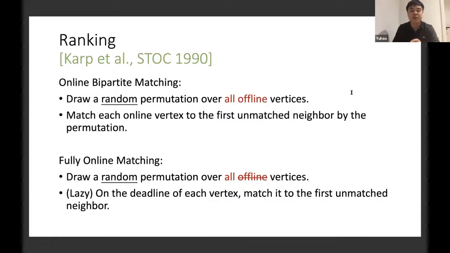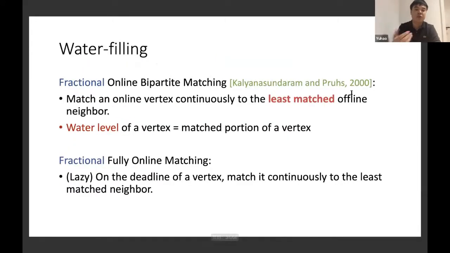What is the ranking algorithm in fully online matching? We draw a random rank from 0 to 1 for all vertices at their arriving time, and we make matching decisions lazily. That means we wait until some vertex reaches its deadline, and we let it match to the unmatched neighbor with the smallest rank. That is the ranking algorithm.